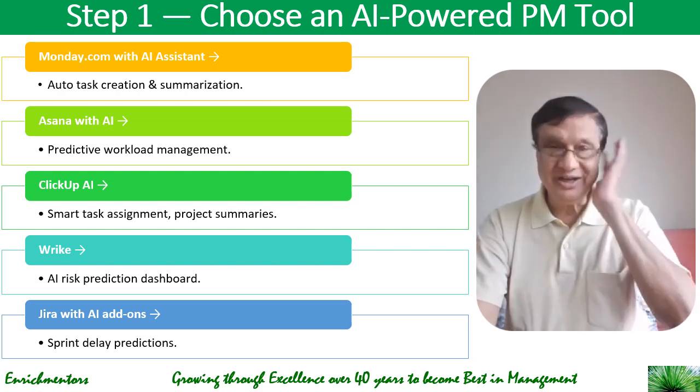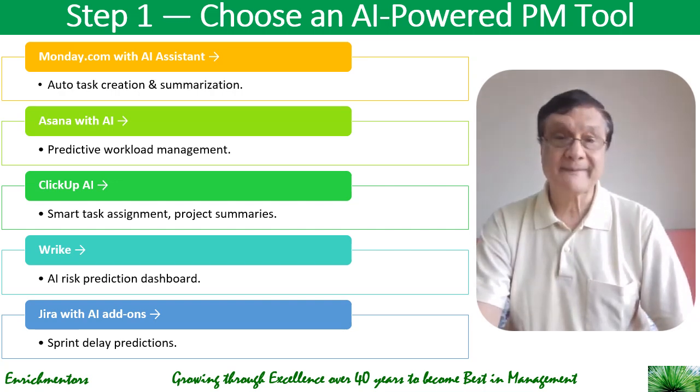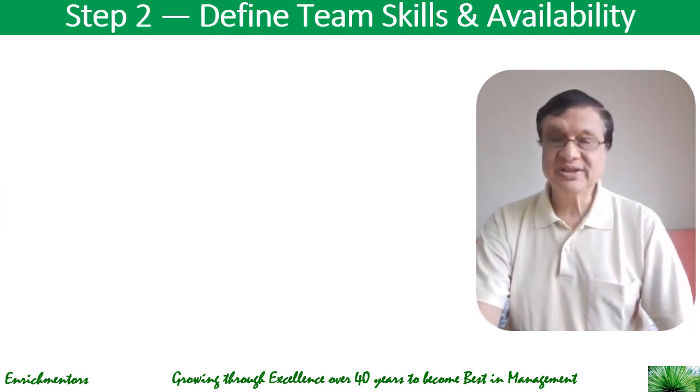Between these, or anything else that comes up or that you know outside these, you could choose an AI-powered PM tool suitable for your work. Then you define the team skills and availability.